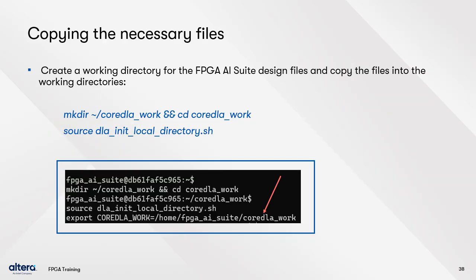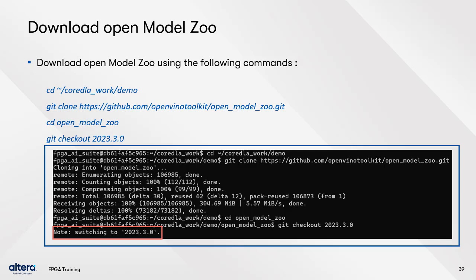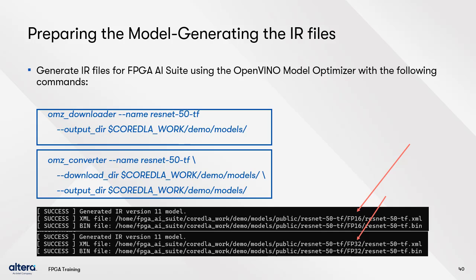Create a working directory for the FPGA AI Suite design files and copy the files into the working directories. Download a copy of Open Model Zoo and run the commands as shown in the slide. A model must be converted from a framework into a pair of .bin and .xml files before the FPGA AI Suite compiler can ingest the model. The OMZ downloader command downloads the trained model. The OMZ converter command runs Model Optimizer that converts the trained model into intermediate representation .bin and .xml files.